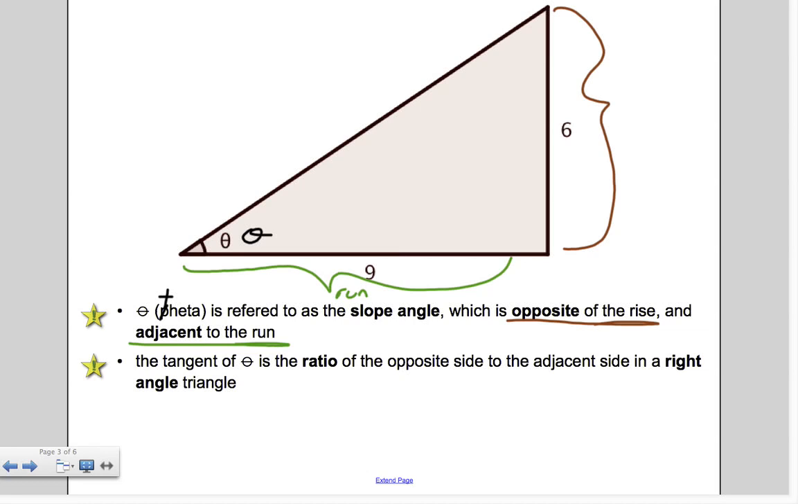So what we have is that tan of theta is the ratio of the opposite side to the adjacent side in a right angle triangle. So we define this term tangent. Tangent of theta is the ratio, we just saw it, it's like the slope almost. Ratio of the opposite side over the adjacent side. So here in this example, tan of theta, that's how we write that.